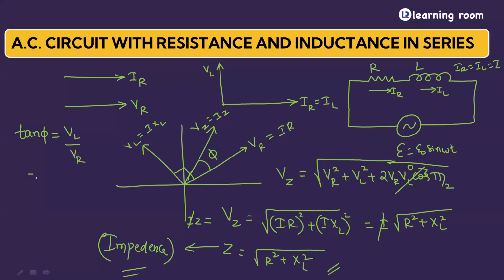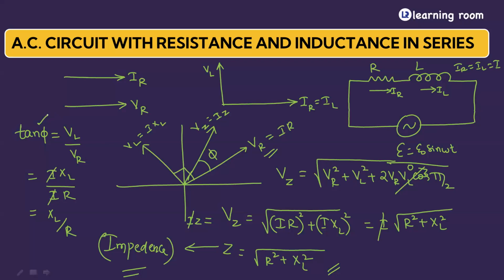But what is the value of VL? It is I into XL. And what is the value of VR? It is I into R. So I and I will get cancelled. It will be XL divided by R. So tan phi will be equal to XL divided by R. Means here you're saying that the resultant is making an angle of tan inverse of XL divided by R with respect to VR. Because had you taken the phi value elsewhere, it would have been something else. So this is that phase difference.